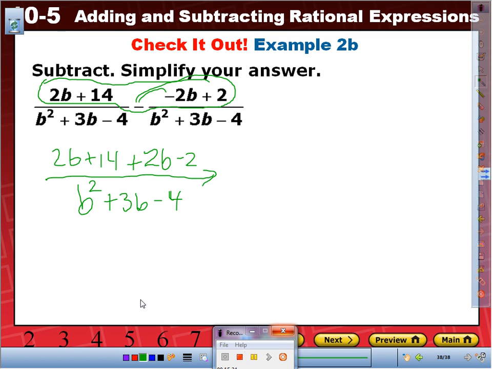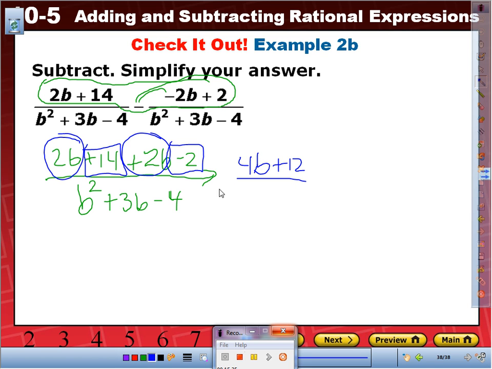Combine like terms: 2b plus 2b becomes 4b. 14 minus 2 becomes 12, over b squared plus 3b minus 4. Now we can factor completely. What's our GCF here? 4. We're left with b plus 3.